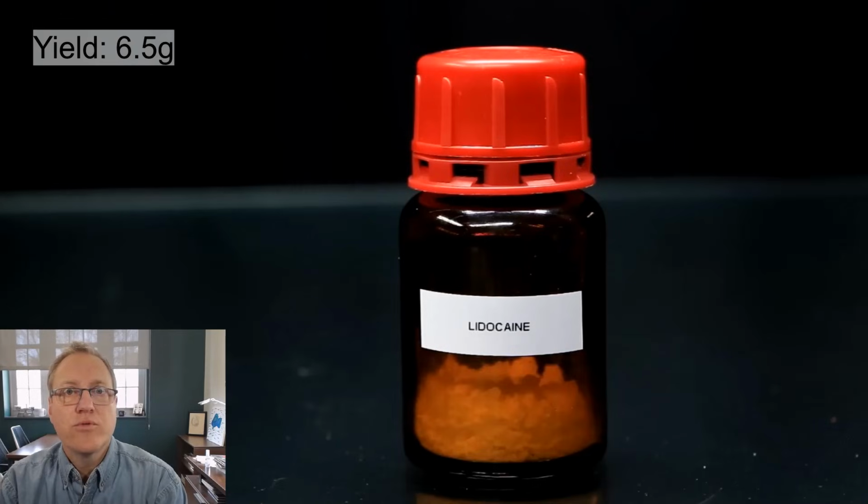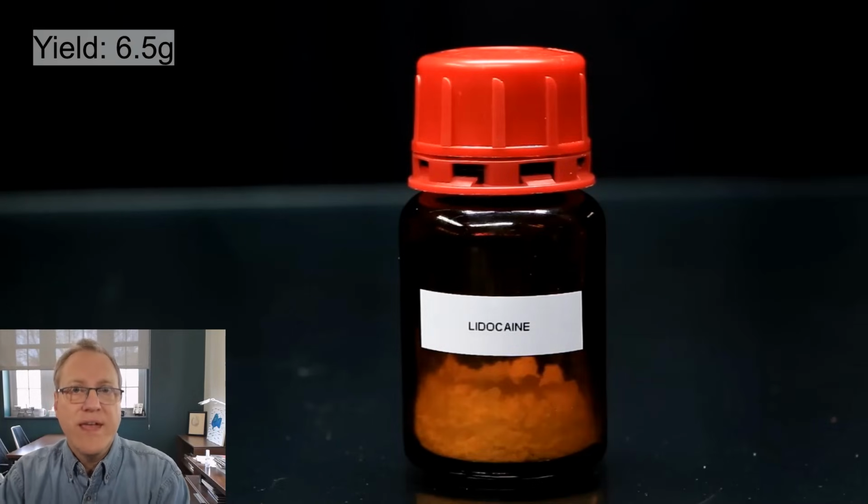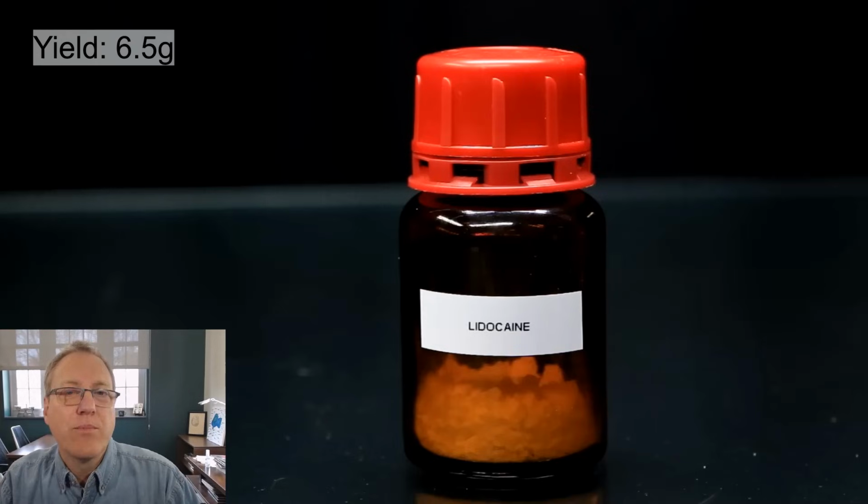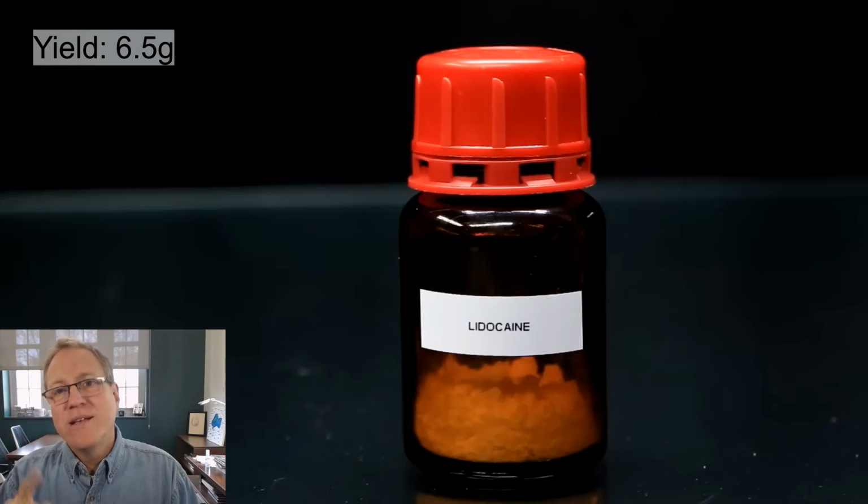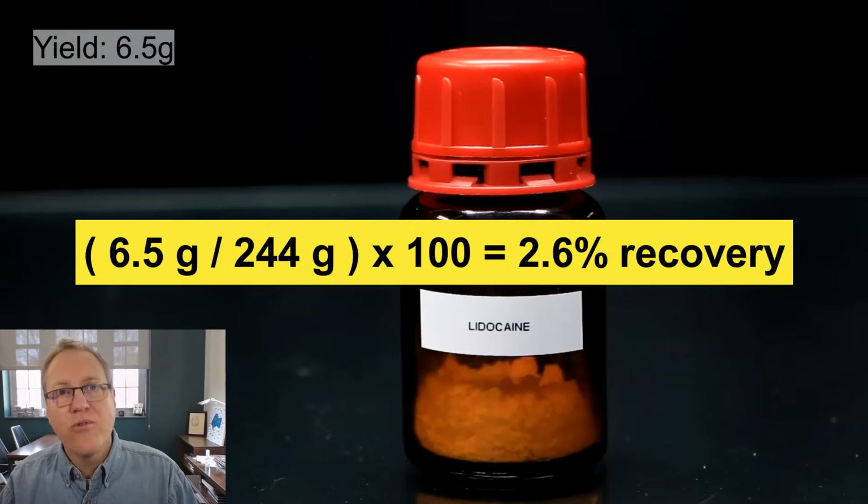So, we know that there were 244 milliliters in that lubricant bottle. And so let's assume we have a density of 1 gram per milliliter. So that's 244 grams. If that is 5% lidocaine, then I thought I had it written down here. I don't. Okay, I wrote it down differently. So 6.5 grams is 2.6% of the weight of that 244 grams. So he's recovered 2.6% of the material.